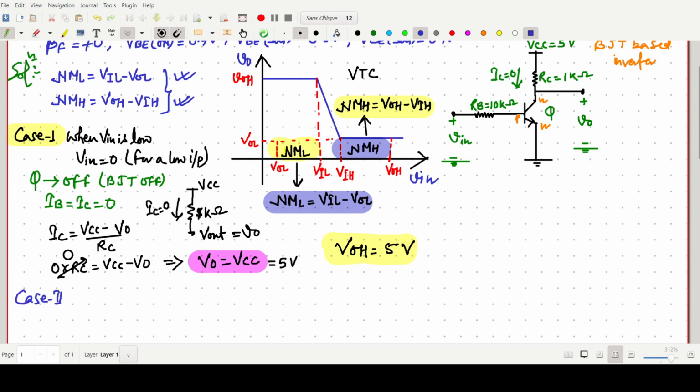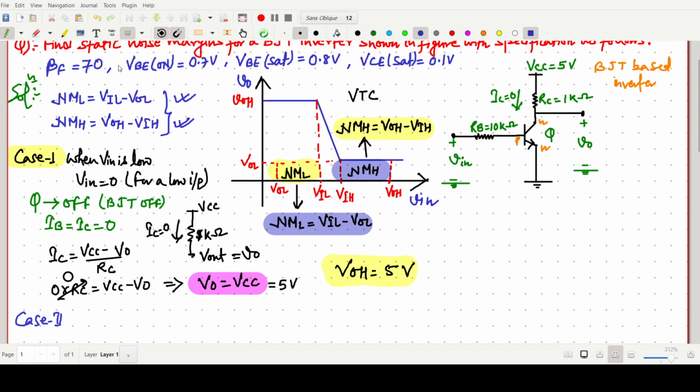Case 2. Because at the end we have to find VIL minus VOL, and some other specification is given, we have to use this specification also. But first we have to find the VOH and VOL. Now when V in is high, or say logic 1, we can say V in is automatically 1, or sometimes we can say 5 volt.